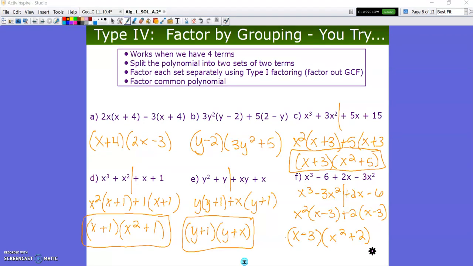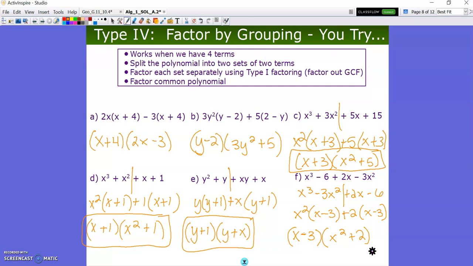All right, when you take a look at B, you'll get y minus 2 times 3y squared plus 5. And when we move on to C, this is where we put it all together. We've got to slice it in half, find that greatest common factor of the front, greatest common factor of the back. And you'll see in parentheses, you've got the greatest common factor of it all. So our greatest common factor is x plus 3, leftovers x squared plus 5.